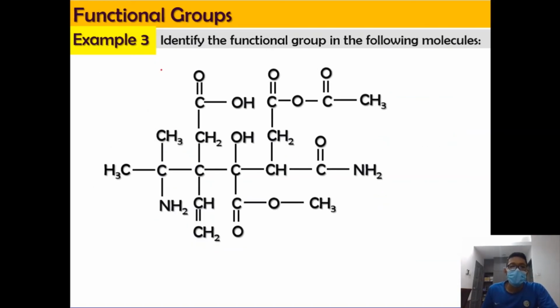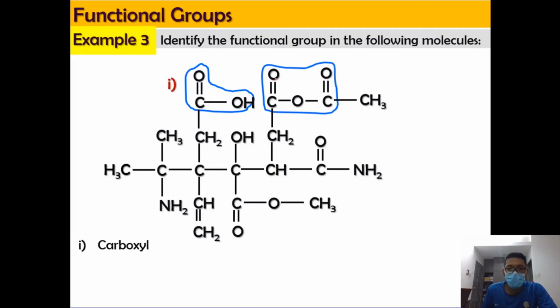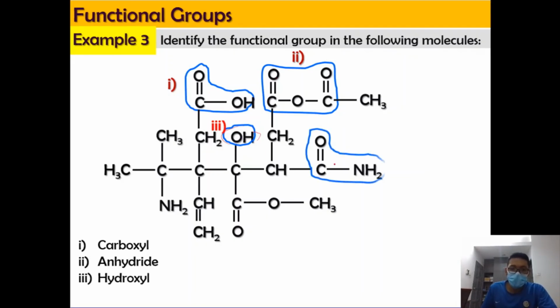Now, we're going to do example number 3, where we have to identify the functional group in the following molecule. So here we can see that this is one functional group. So this refers to the carboxyl group. And then we have another here, which is C double bond O, C, O, C double bond O, which refers to the anhydride. And then we can find another here, which refers to OH, which is the hydroxyl group. And here C double bond O NH2, which refers to the carboxamide.